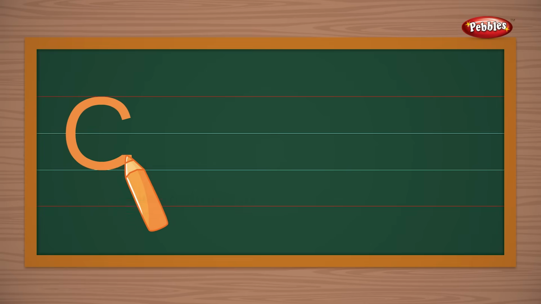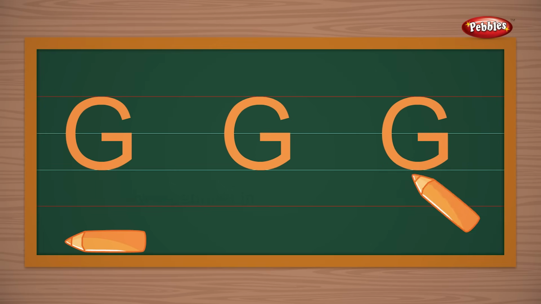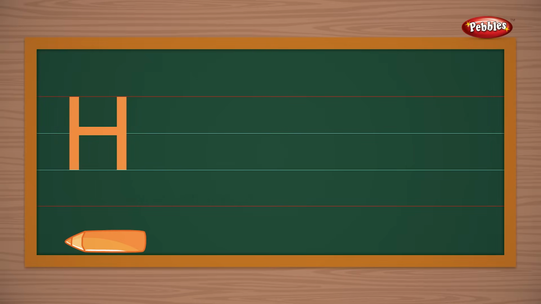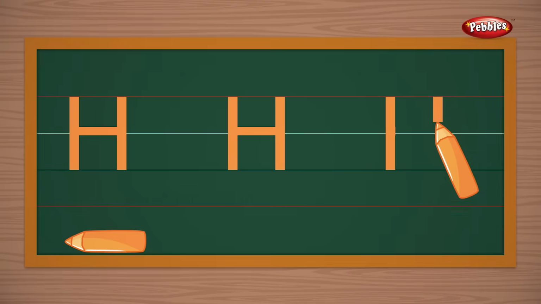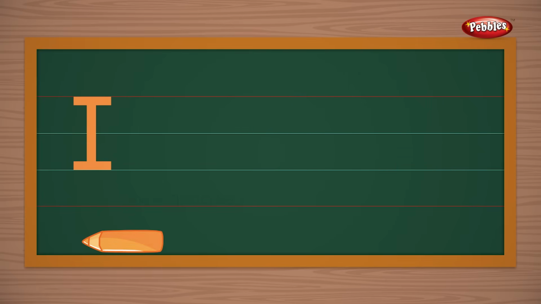Now we will write G. A curve and a small sleeping line makes alphabet G. It's time to write H. One standing line, one more standing line, one sleeping line makes H. Now we are going to write a very simple letter, I.